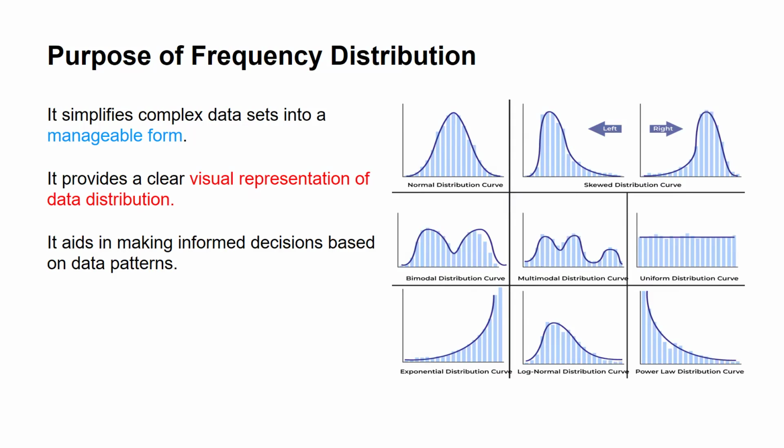This is also another way that you can present different frequency distributions. For example, we have the normal distribution curve, the skewed distribution curve, right and left, the bimodal distribution curve, the multimodal, uniform distribution curve, exponential distribution curve, log normal distribution curve, and we also have the power law distribution curve. So we can present the data in different ways and in different patterns.